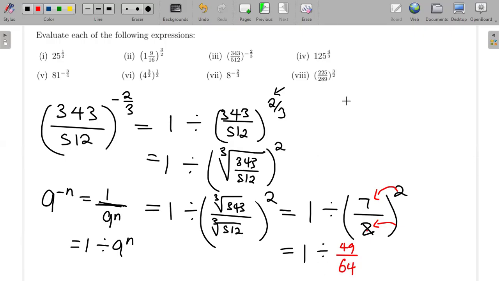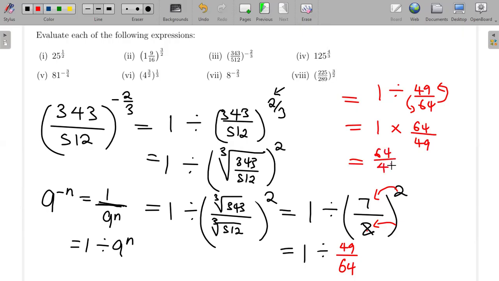So what I have now, if I write it on top here, is 1 divided by 49 over 64. So this will be the same as 1 multiplied by, if I change this sign, then this guy has to go on top and this guy comes down. So it will be 64 over 49. Meaning my final answer is 64 over 49.